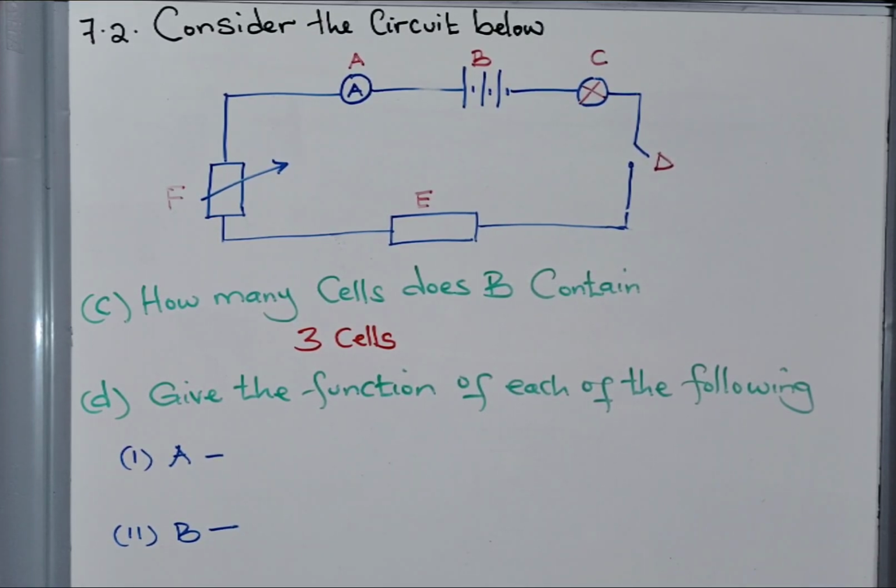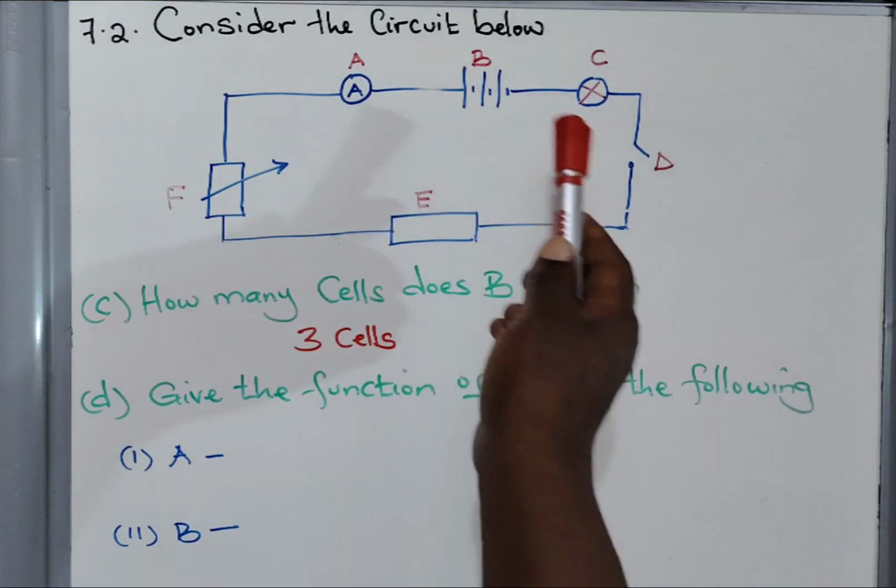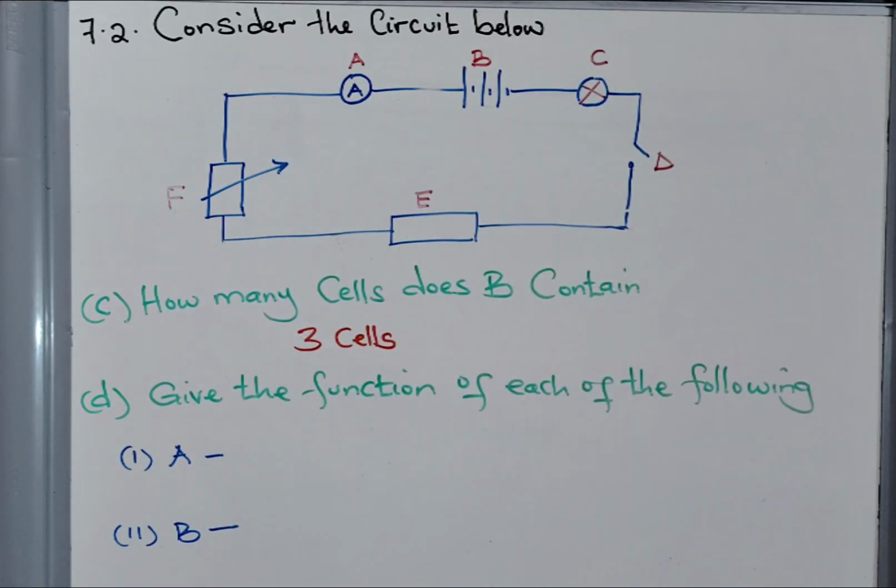So then we come to this one. It says, give the function of each of the following. The first one is ammeter. What is the function of the ammeter? The function of the ammeter is to measure current flowing through the circuit. And then you come to B. B is battery. What's the function of the battery? To provide potential energy to the circuit.